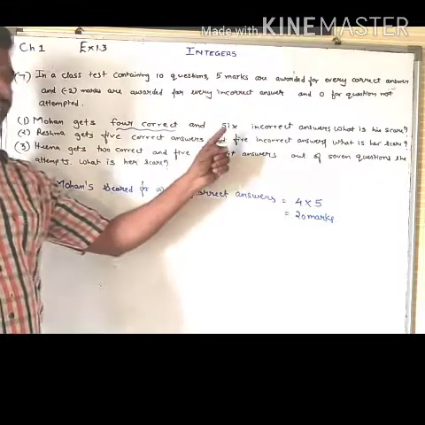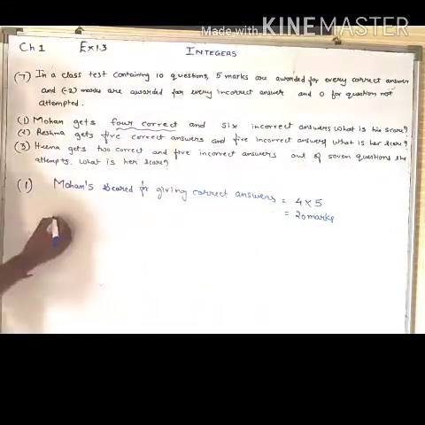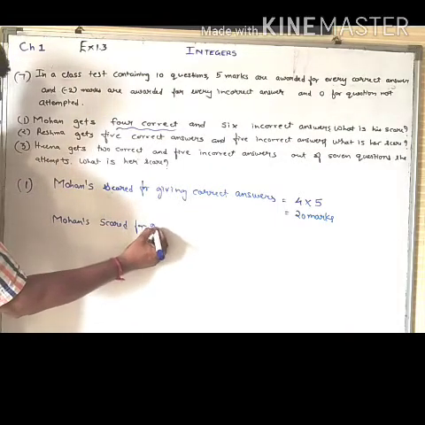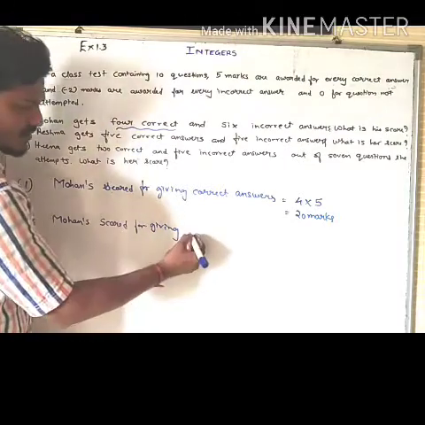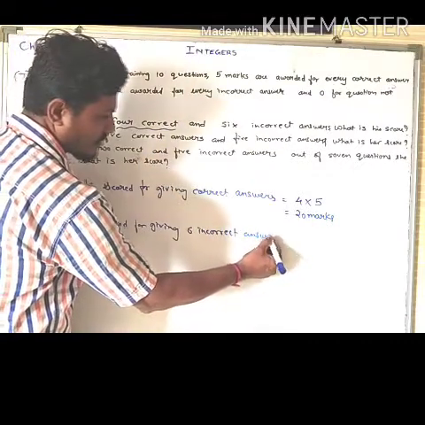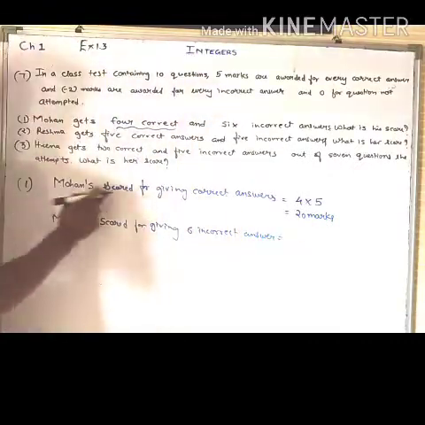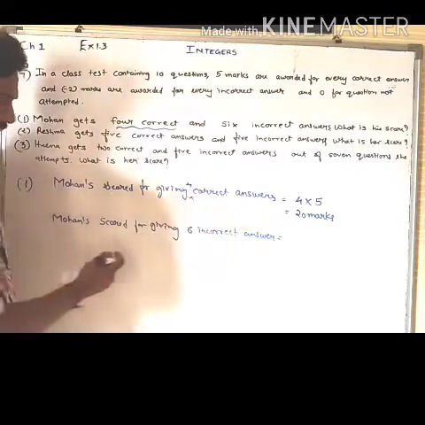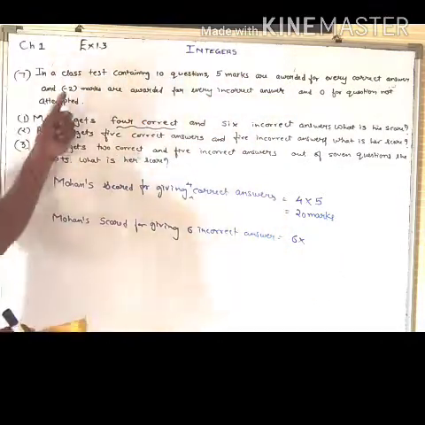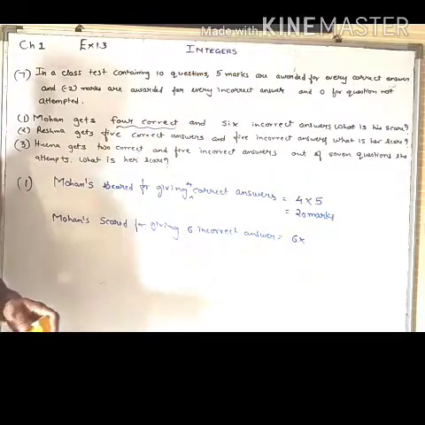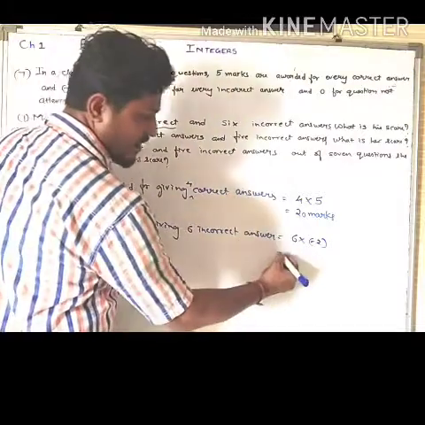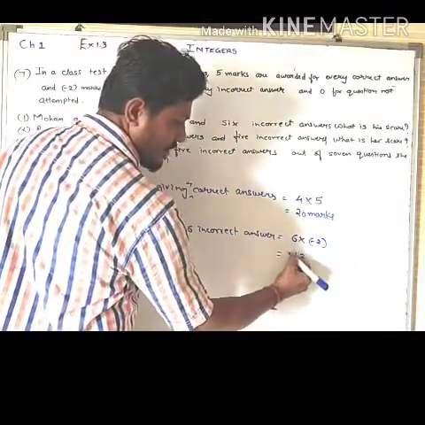Now he also gave 6 incorrect answers. So Mohan scored for giving 6 incorrect answers. Here for giving 4 correct answers, and here for giving 6 incorrect answers. So 6 multiplied by, it is given negative 2 marks for each incorrect answer. So we will multiply negative 2 with 6. He gave 6 incorrect answers. 6 2s are 12. Negative 12 marks.